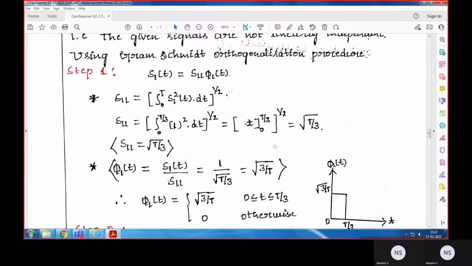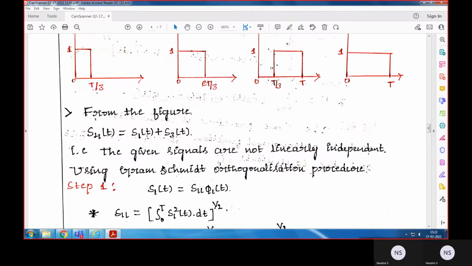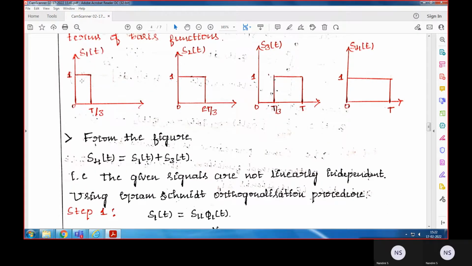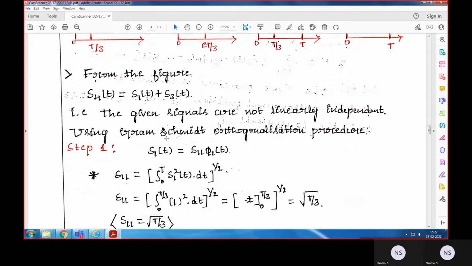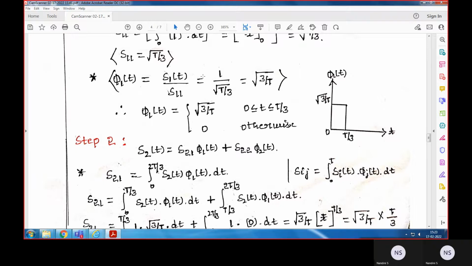Then we have to calculate the first basis function phi1 of t. The formula to calculate this is S1 of t by S11. S1 of t is the energy signal value, and throughout the given duration it is 1, so that's why we have taken 1 there. So S1 of t equal to 1, and then S11, the calculated value, is root of T by 3. I have taken here 1 by root of T by 3, so it is equal to root of 3 by T.